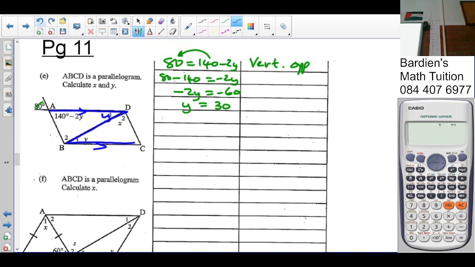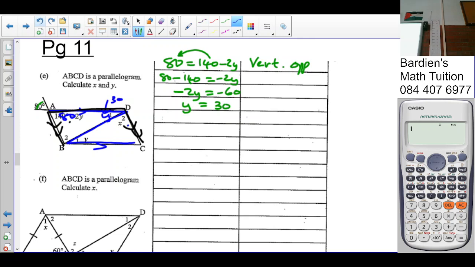Y is 30. Yes, sir. So that's going to be 30. That's going to be 80. So I'm going to solve for x. Co-interior. But what must you say prior to that? Before that, AB is parallel. There we go. Absolutely nice.